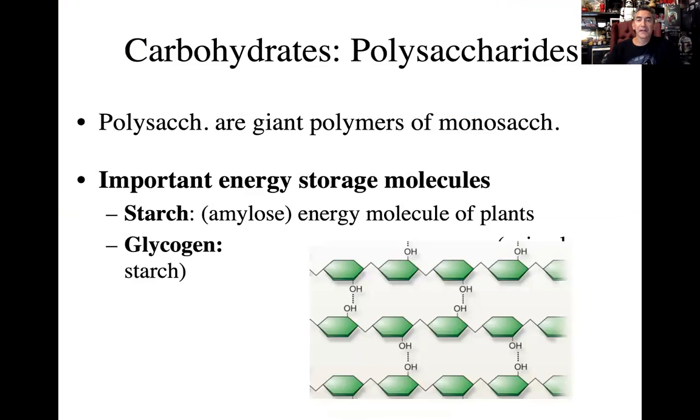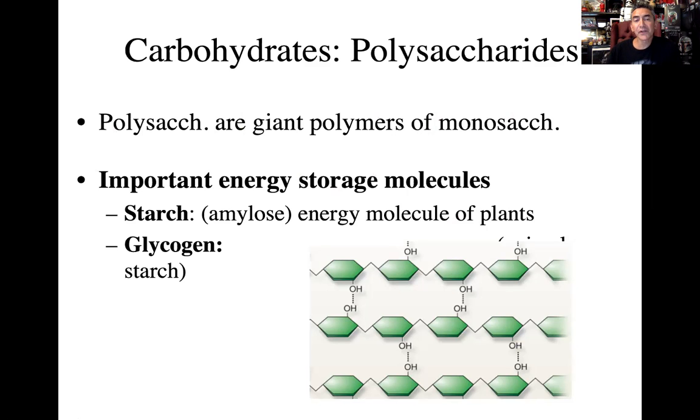So again, the fourth structural carbohydrate level is the polysaccharides. Polysaccharides are nothing more than giant molecules made up of those hexagon-shaped monosaccharides, held together by glycosidic linkages, that covalent bond that holds one glucose to another glucose, or a glucose to a fructose. So it's just very repetitive.